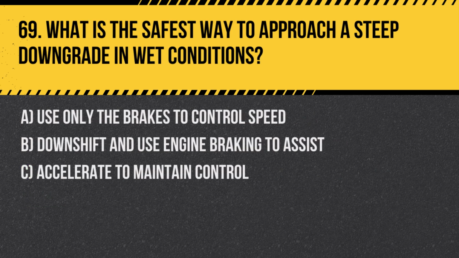Question 69. What is the safest way to approach a steep downgrade in wet conditions? A. Use only the brakes to control speed. B. Downshift and use engine braking to assist. C. Accelerate to maintain control. Answer: B. Downshift and use engine braking to assist. When descending a steep grade in wet conditions, using engine braking by downshifting can help maintain control without relying solely on the brakes, which might lead to skidding.